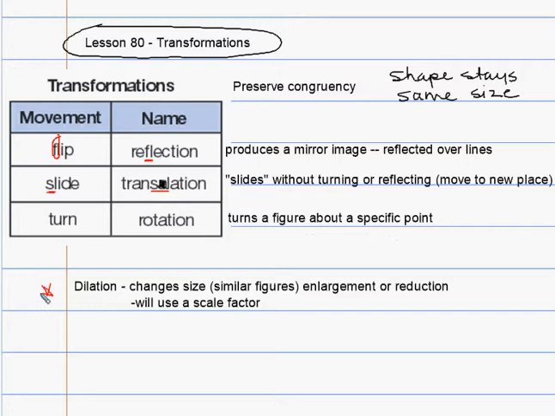Now a dilation is going to change the size, which does not preserve congruency. This is how we get similar figures, is through dilation. These are enlargements or reductions, and they will use a scale factor.